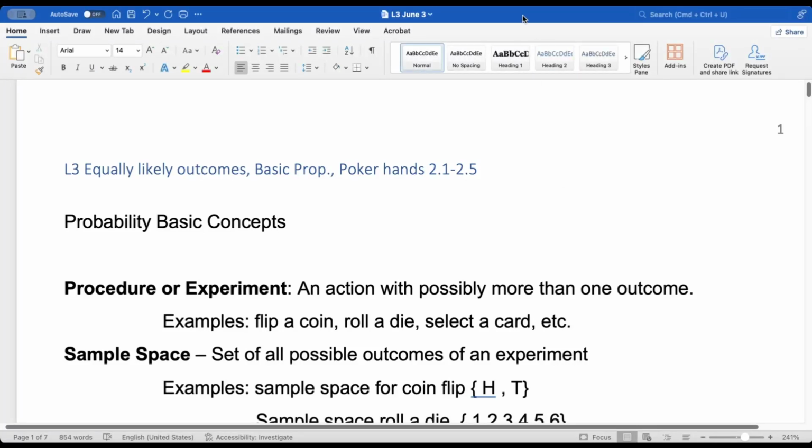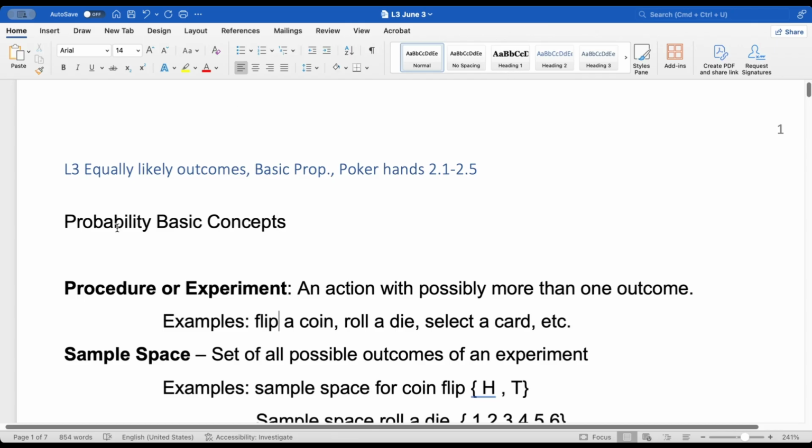Hello, welcome to lesson 3 on equally likely outcomes, basic probability and poker hands. It's coming from the first few sections of chapter 2 from the textbook. We're going to start out with probability basic concepts.